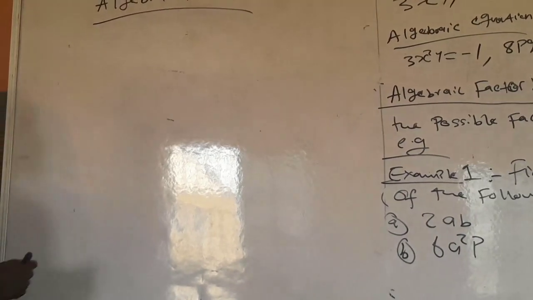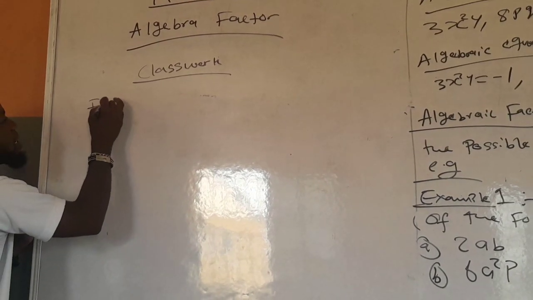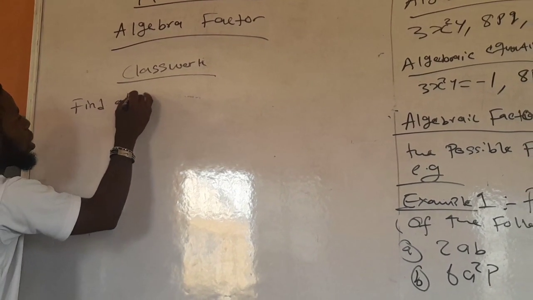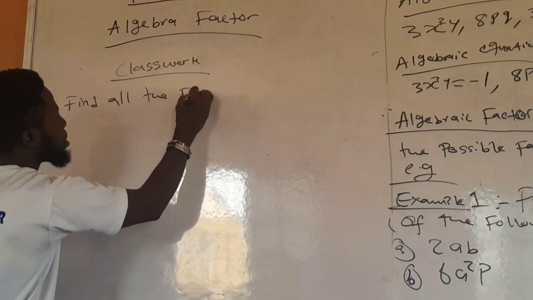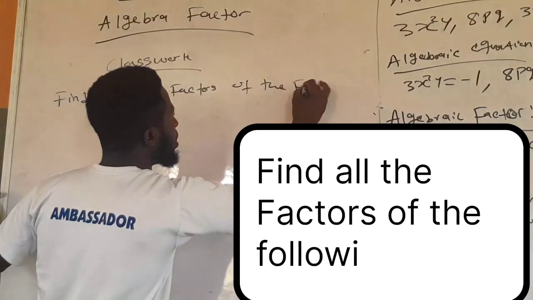I'm going to drop just 2 classwork, attempt it, and drop it in my comment section. So I have classwork for you. Classwork. Find all the factors of the following.